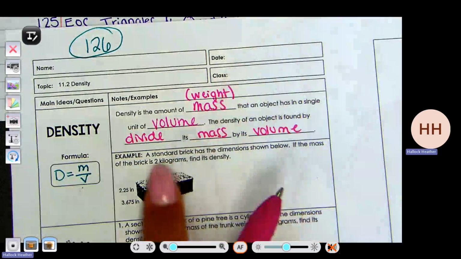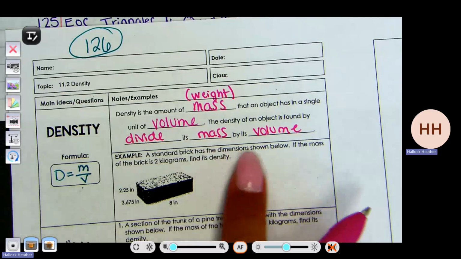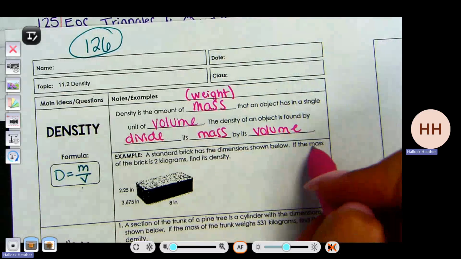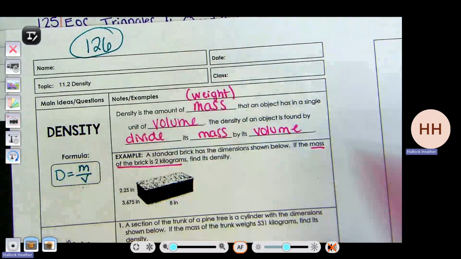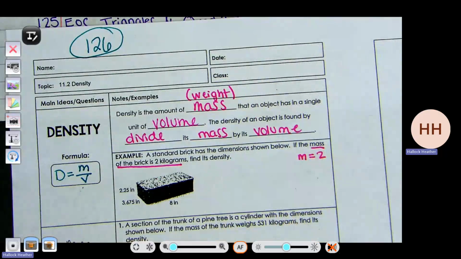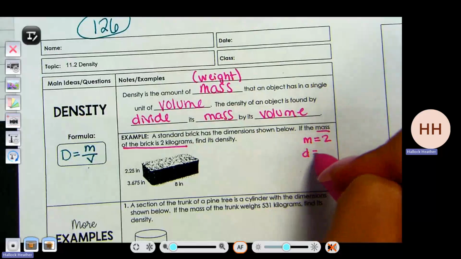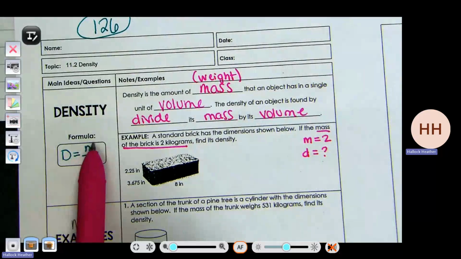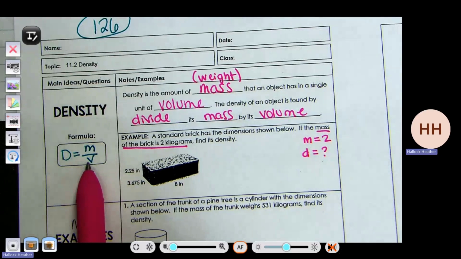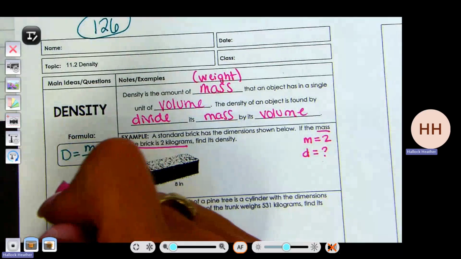So let's start with our example. It says a standard brick, which, I'm sorry, your picture is ugly, but it is what it is. A brick has dimensions shown below. If the mass, so the weight, is 2 kilograms, I'm going to say M equals 2. My mass is 2. I need to find the density. To find the density, I need to take my mass and divide by my volume. I don't have my volume because I have to find volume. It's a prism. So what's my formula for a rectangular prism?